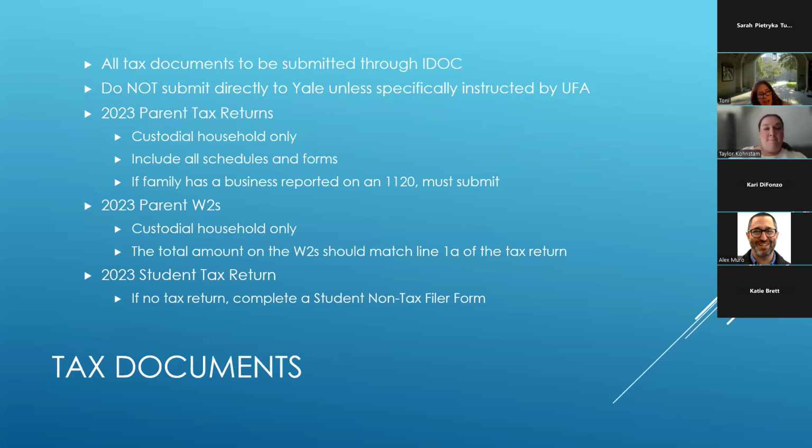So now with the tax documents, all the tax documents have to be submitted through iDoc. Do not submit them directly to Yale, to our office, unless we specifically instruct you to do so. The 2023 parent tax returns get uploaded through iDoc. As far as a custodial household, whether it's sophomore, junior, or senior year, we only need the custodial household information. And please include all of the schedules and all of the forms when you're submitting your tax documents.